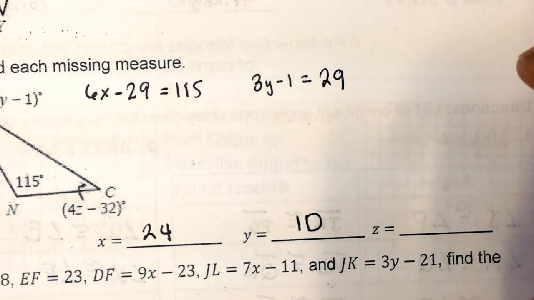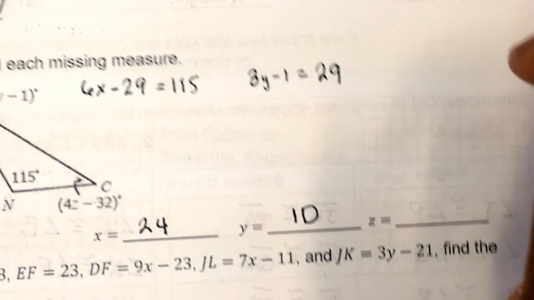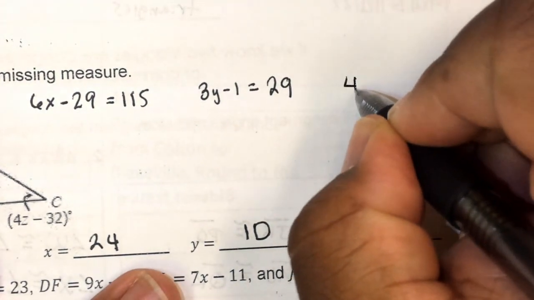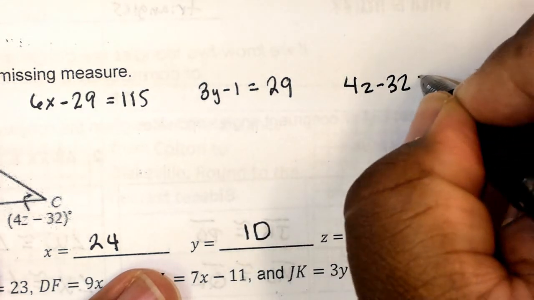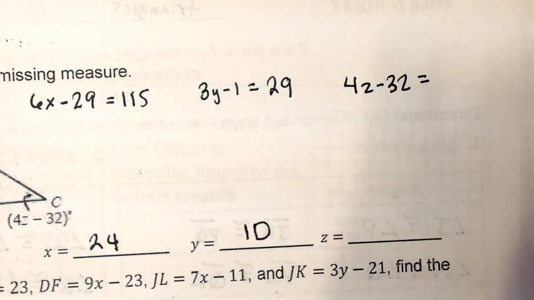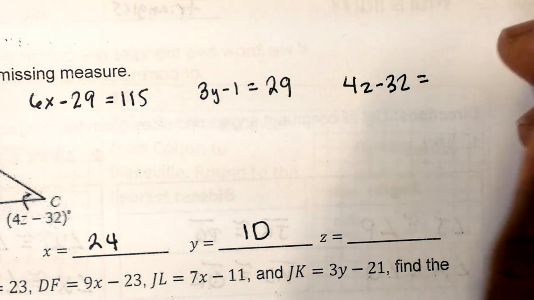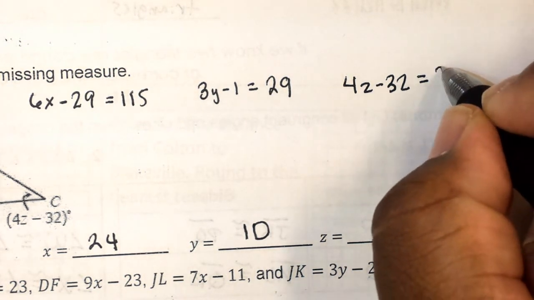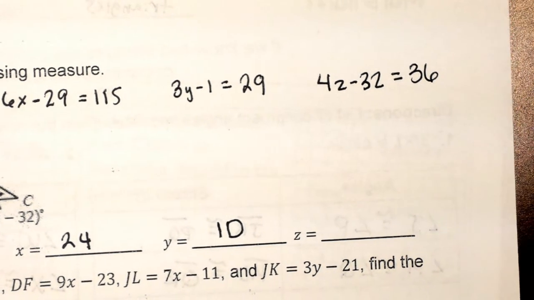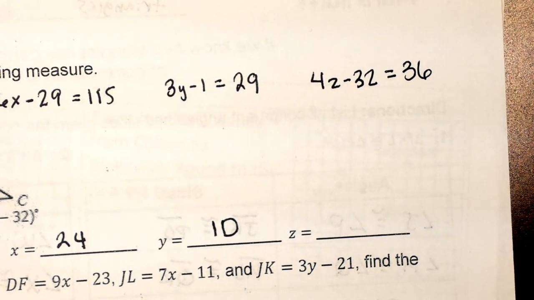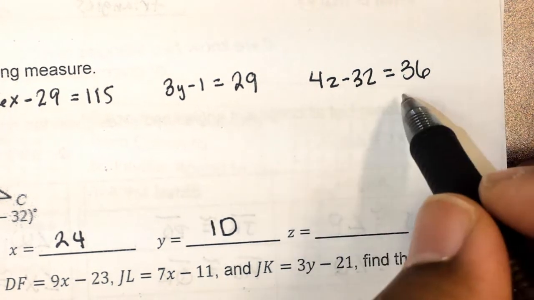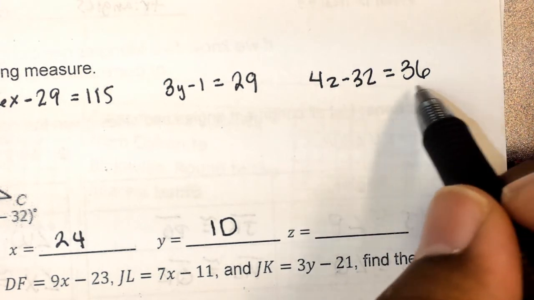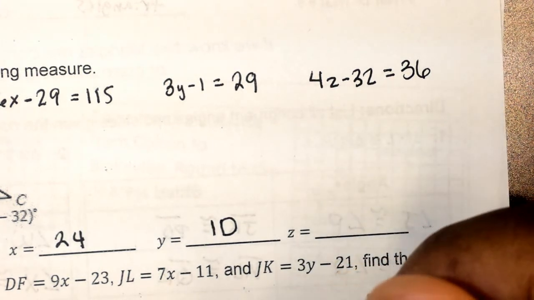And then the last one is solving for z. On that one you've got 4z minus 32 on angle C. Angle C is congruent to what? Angle P, which is 36 degrees. So 4z minus 32 equals whatever. Y'all got what? 17. When you solve, it's a two-step equation. It shouldn't take you long to do. Add 32, divide by 4. If you can't do that, then we're in trouble.